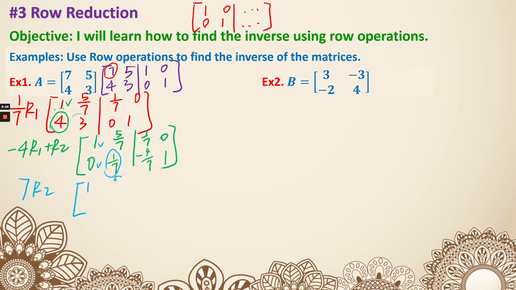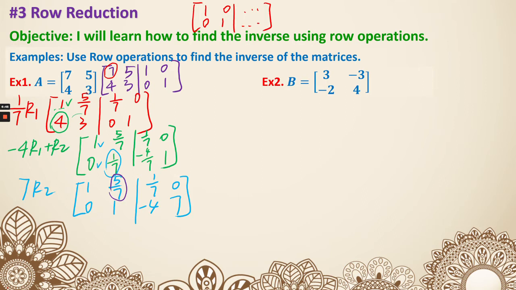So my first row stayed the same. But my second row, now everything is being multiplied by a 7. So 0, 1/7 times 7 is a 1. -4/7 times 7 is -4. 1 times 7 is a 7. Lastly, we just have one more number we need to change. Now we need to change that into a 0.